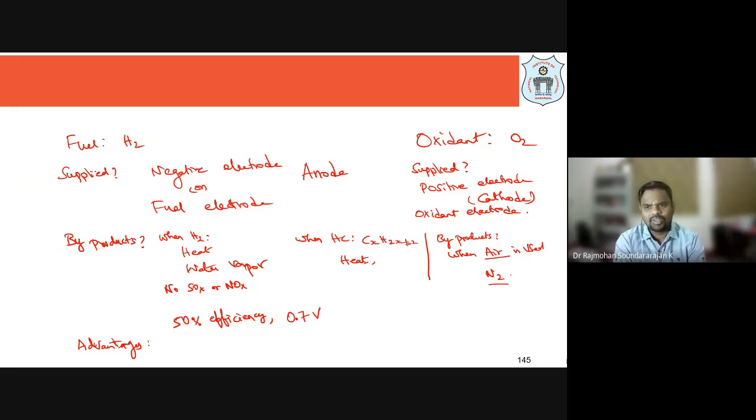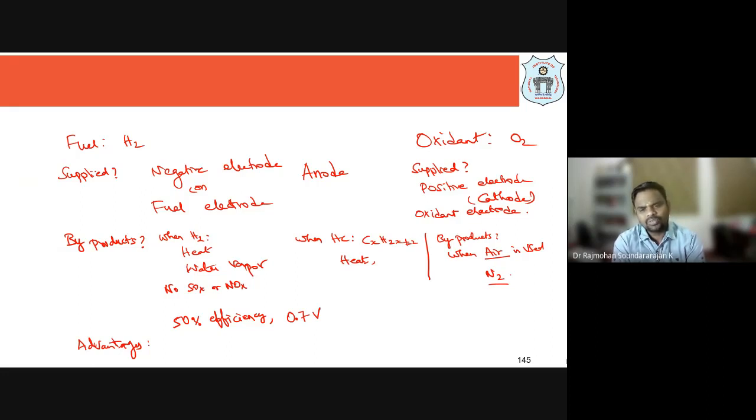Whereas when you are supplying oxygen to the positive electrode, which is the cathode, that is called the oxidant electrode. We have seen that when we are using hydrogen as the fuel, we are going to generate electricity, along with it some heat and water vapor are produced. There is no SOx or NOx formation when we are using hydrogen as the fuel.